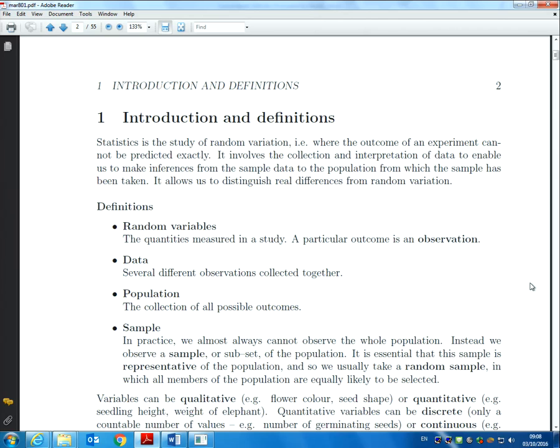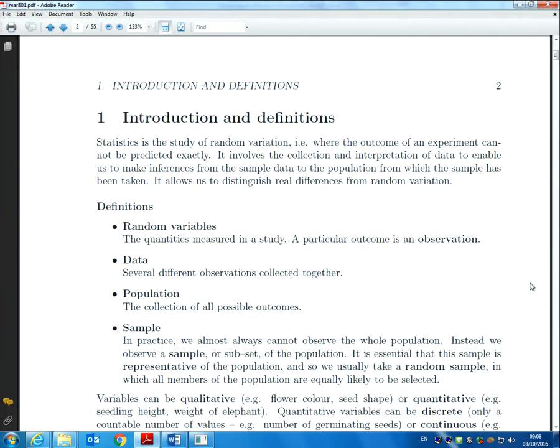Well, what if we were interested in the average height of males in the UK? What would the population be? Yeah, British males. Okay, all males in the UK. We would need all of their heights. Okay, that would be the population. Would you agree? So, what's a population?